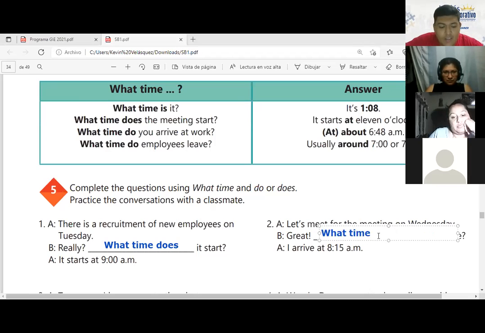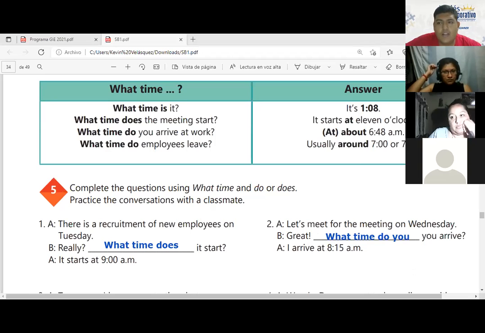What time do you arrive? What time? Do you arrive? Yes. What time do you arrive? Yes. Excellent. And that's how it goes, right? That's how it goes.